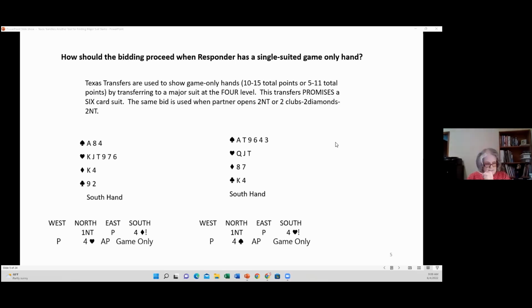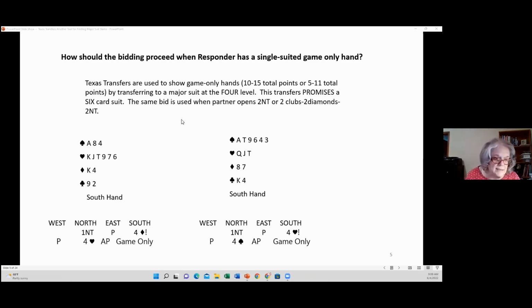So let's talk for just a minute about when the responder has a single suited hand that's game only, and his suit is 6 cards. Texas transfers are used about 95% of the time to show game only hands. Once in a while, you'll have enough that you'll be interested in the slam. Most of the time, they're going to be game only.